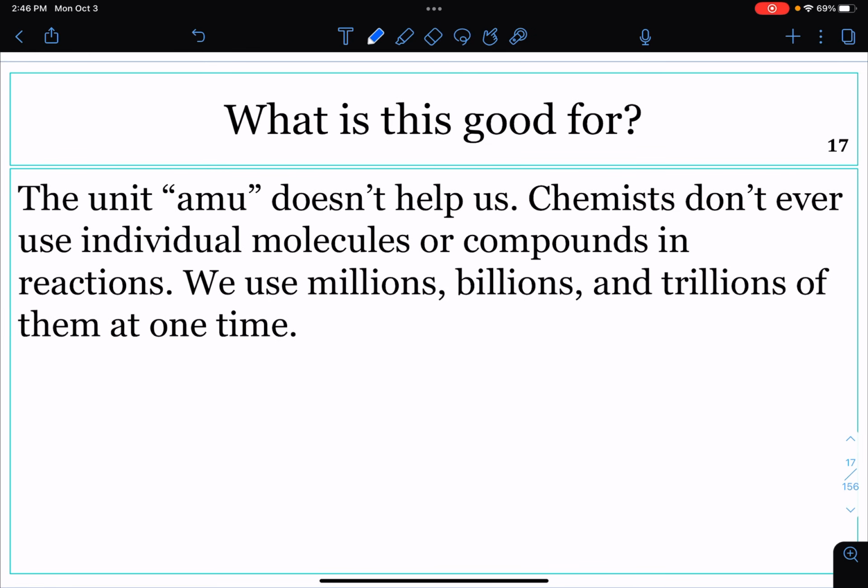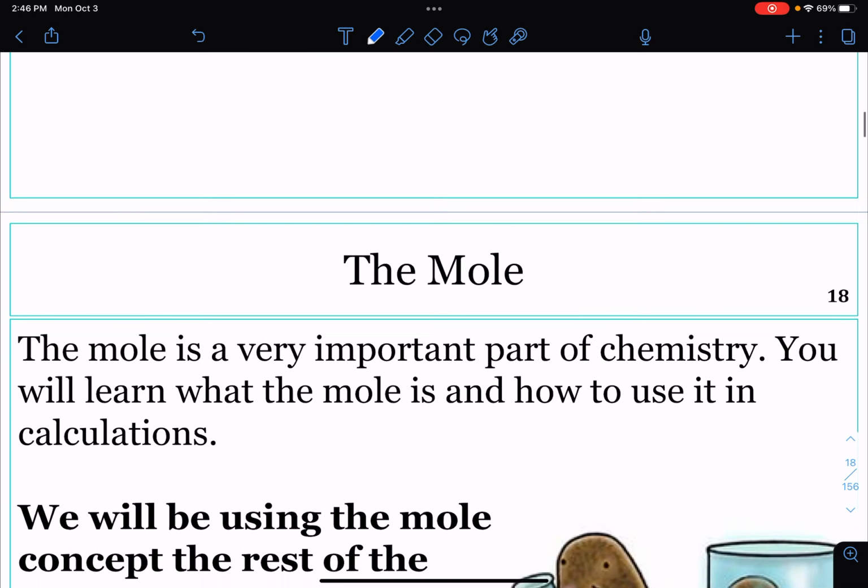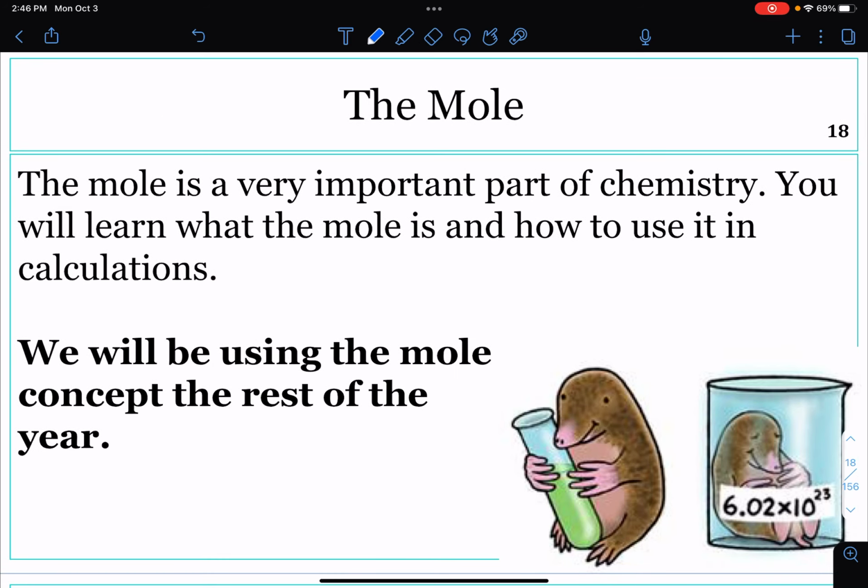The unit AMU doesn't really help us. We don't have scales that measure in units of AMU, and even if we did, we can't isolate individual atoms and molecules to weigh them on a scale. And even if we did, the chemical reactions don't happen with just 1 or 2 molecules, but rather with trillions and quadrillions at a time. This is why we need to learn about something called the mole. This is a very important part of chemistry that we will be using throughout the rest of this year.